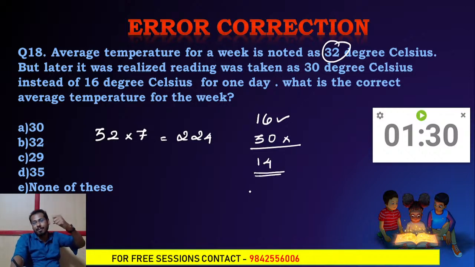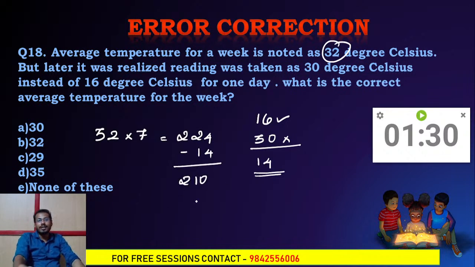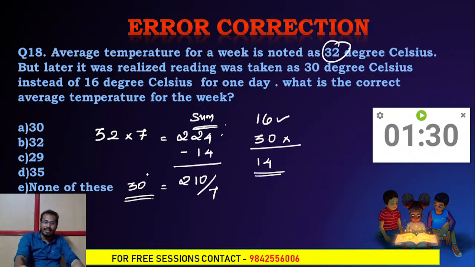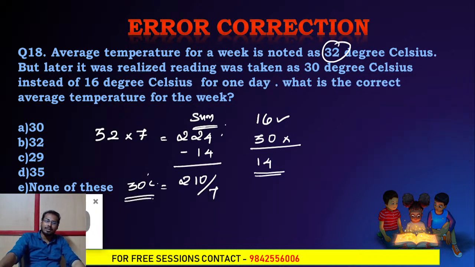Okay, what do we have to do with this? 14 degrees Celsius I need to take out from the total. So from this I am going to subtract 14 degrees. The extra that was taken, I am taking out. So what will I get? 210. So 210 is the sum, right? Then I need to convert this again to average. So 210 divided by 7. What is that? 30 is the exact value. 30 degrees Celsius. Correct? This looks easy, but more than this we have a shortcut. So always try to get the answer using the shortcut.